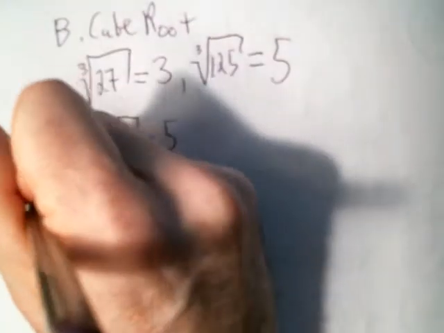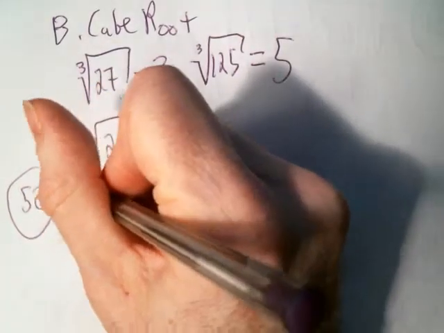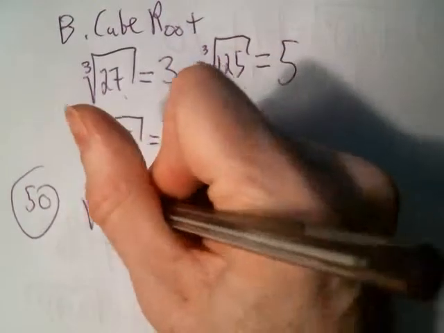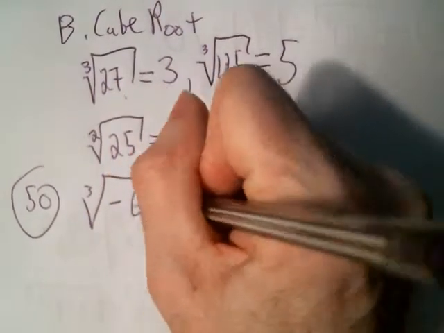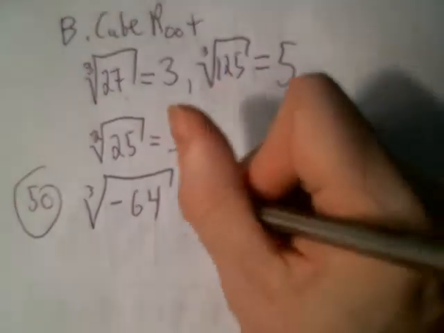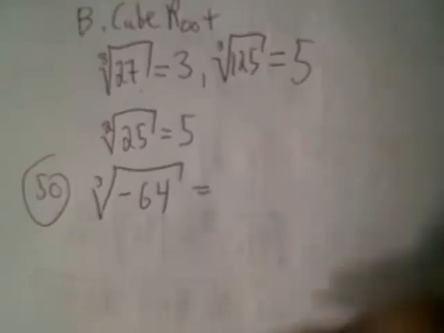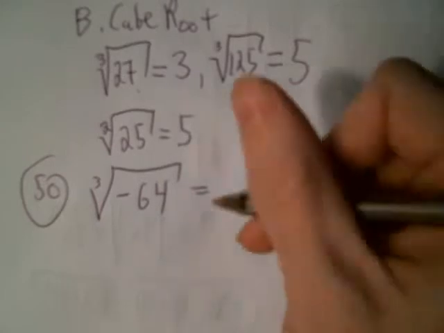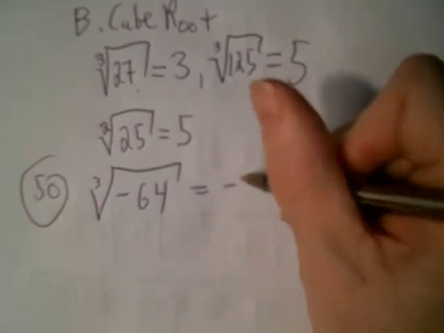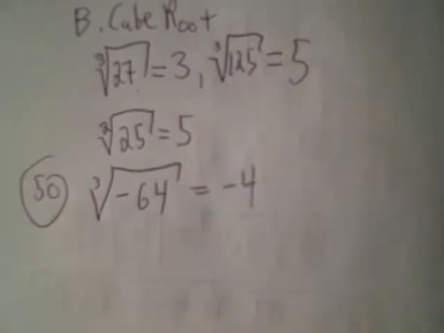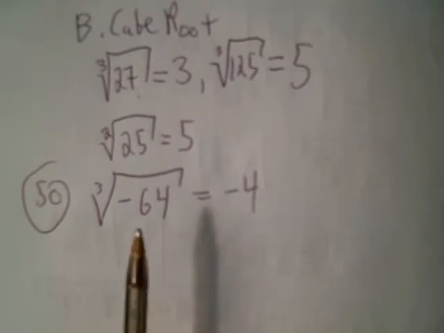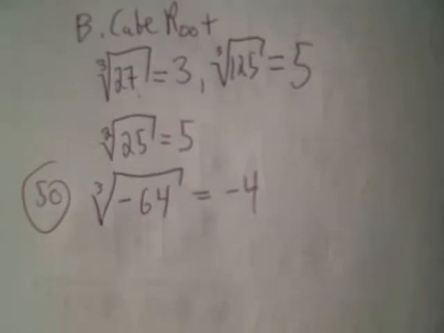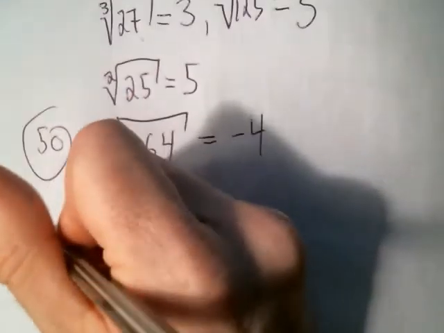So the book is going to drag you through some exercises on this phenomenon. The cube root of negative 64. So what times what times what is negative 64? Negative 4. So another difference here is you could take the cube root of a negative and not have to worry about it not being real. Okay, so these guys will work in this setting.